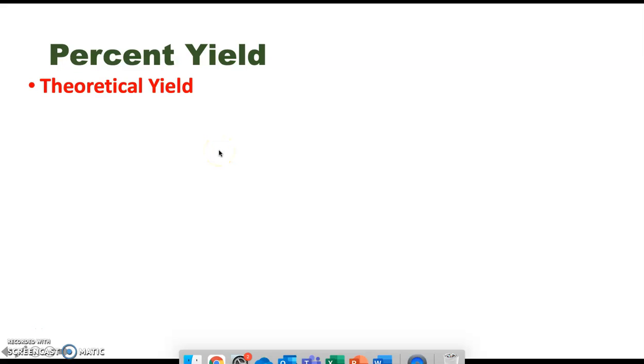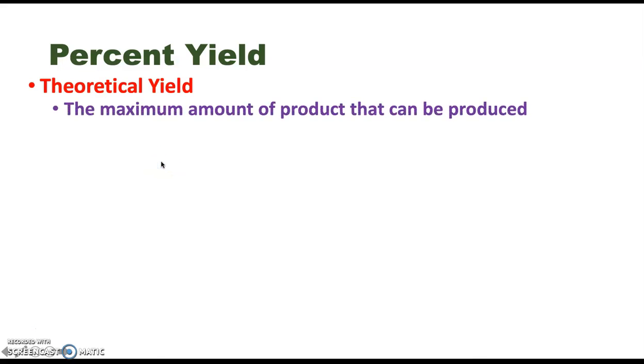So I expect that you know how to do stoichiometry at this point, that you can go from moles to moles, grams to moles to moles to grams, do all of those conversions. We're going to take that and apply it to this new thing called theoretical yield. The theoretical yield is basically what you've been doing. The stoichiometry you've been doing is calculating the maximum amount of product that can be produced.